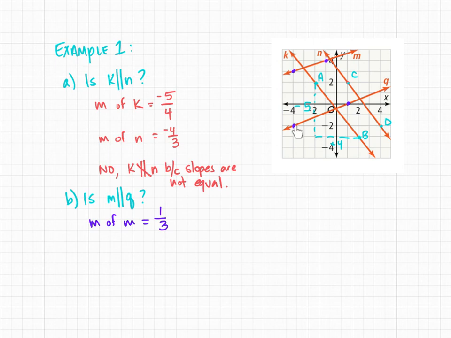If I look at line Q, to get from here to here, I'm going up 1, 2, and then over 1, 2, 3, 4, 5. So a rise of 2, a run of 5. So the slope of line Q is equal to 2 over 5. Again, I see these two slopes are not equal. So I have to say, no, line M is not parallel to line Q because the slopes are not equal.